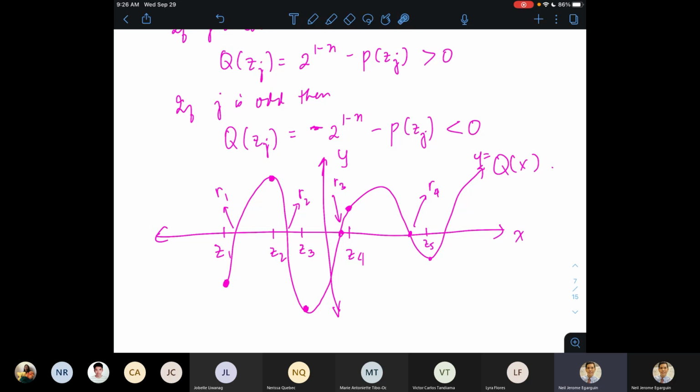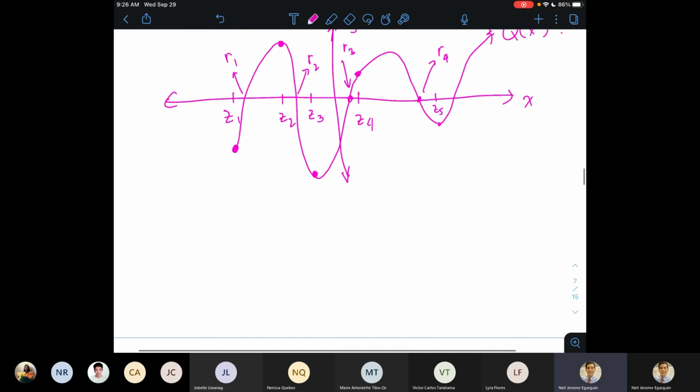So, meron kang n roots. Kasi halimbawa, from Z1 to Z2, meron akong dalawang Z's, may isang root. Kung meron akong Z1, Z2, and Z3, meron dalawang roots. Tatlong beses siya nag-alternate: positive, negative, positive. So, ibig sabihin, may dalawang beses na nag-cross siya ng x-axis. And if you extrapolate the process, kung meron akong n+1 na beses na nag-alternate from positive and negative, ibig sabihin, dumaan siya sa x-axis n times. So that means Q will have n roots. So Q has n roots.